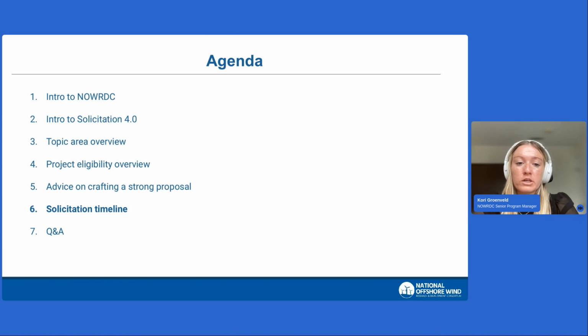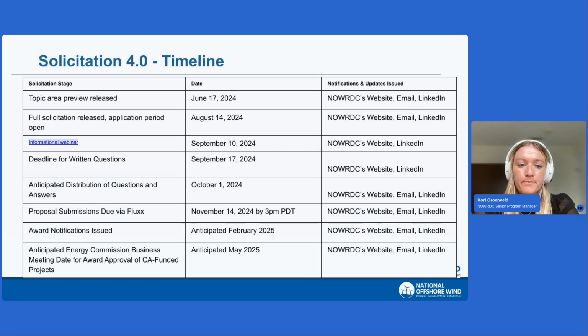Now we'll quickly go over the solicitation timeline. So you may have seen previously this summer in June, we released a topic area preview. This was intended to give a preview to prospective applicants to begin brainstorming what their project might look like. We then released the full solicitation on August 14th and opened the application period. We're now having the informational webinar today. And again, we'll post this webinar recording on our website.